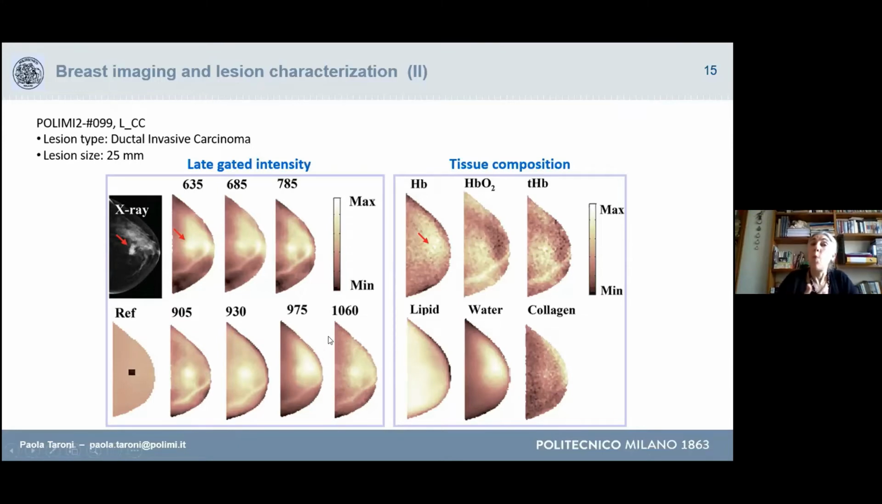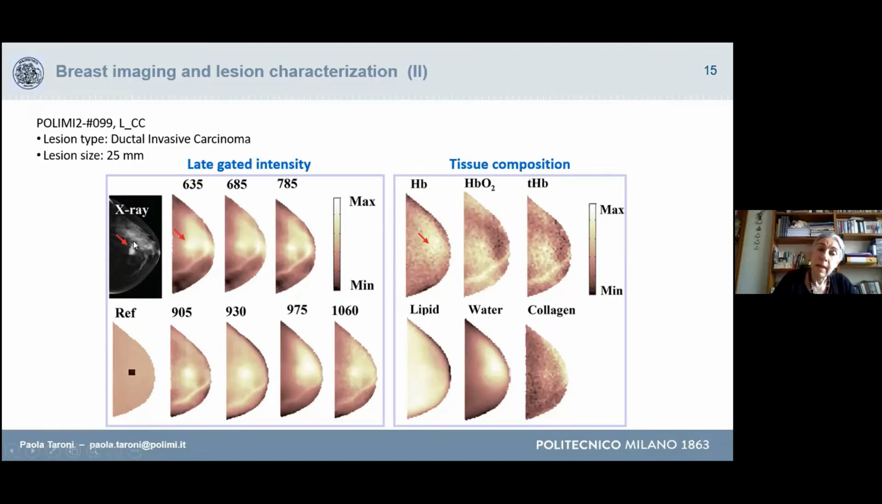But then we can quantify tissue composition in constituent maps that quantify the concentration of the different constituents, and we can compare what we obtain, for example, with the X-ray images as reported here. Here we have this adipose breast. We see it's almost entirely translucent to X-ray, and we see it also in the optical images. The lipid map shows a high amount of lipids in the entire breast volume.